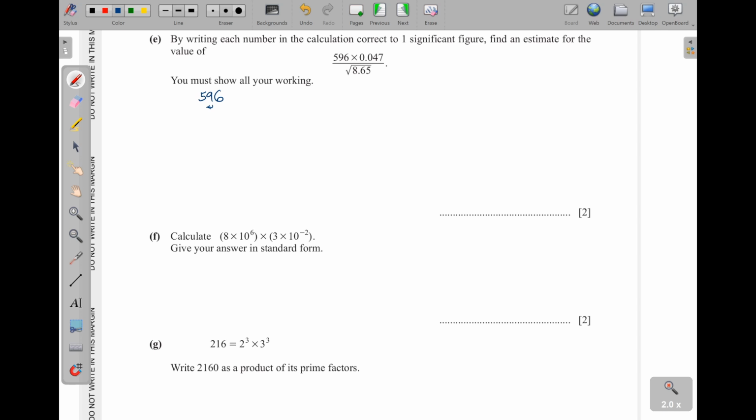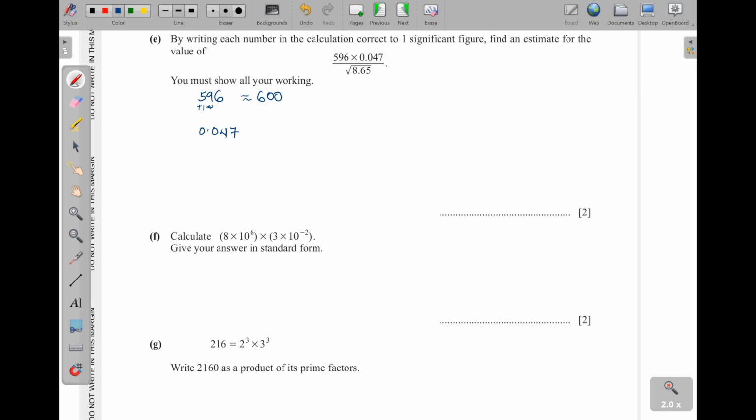So I will round off this one to here, and then I will add a 1. So this one will give me 6. But you cannot move from 500 something and then you go to 6. So these other ones, I'll put zeros. So that will be 600. And then 0.047. This one has two significant figures.